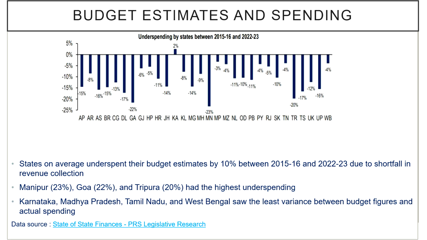Budget estimates and spending. States on average underspent their budget estimates by 10% between 2015-16 and 2022-23 due to shortfall in revenue collection. Manipur, 23%, Goa, 22%, and Tripura, 20%, had the highest underspending. Karnataka, Madhya Pradesh, Tamil Nadu, and West Bengal saw the least variance between budget figures and actual spending.